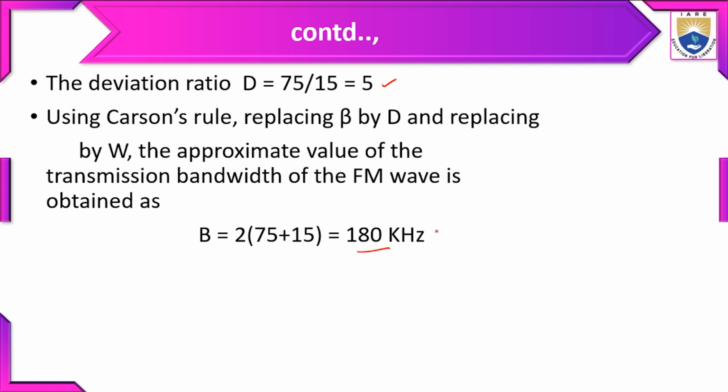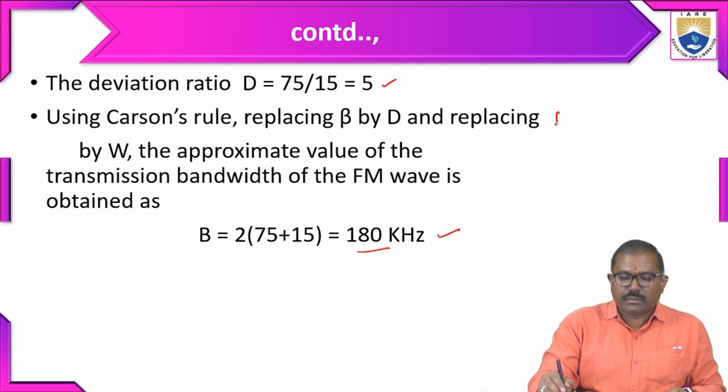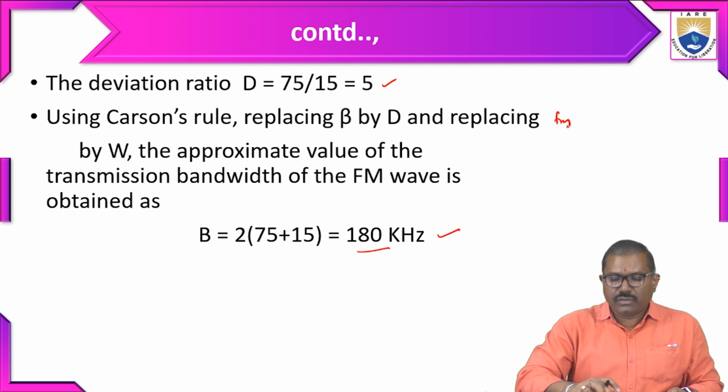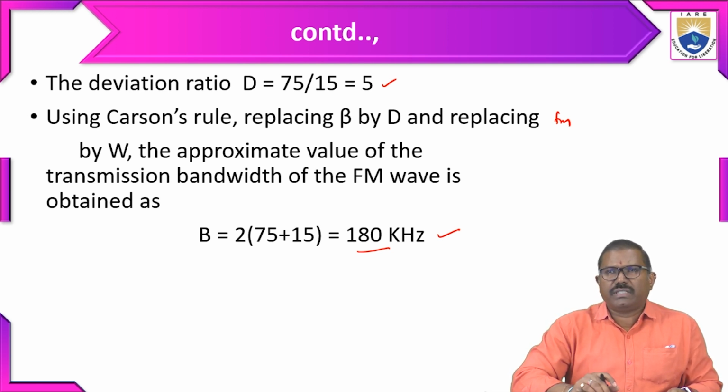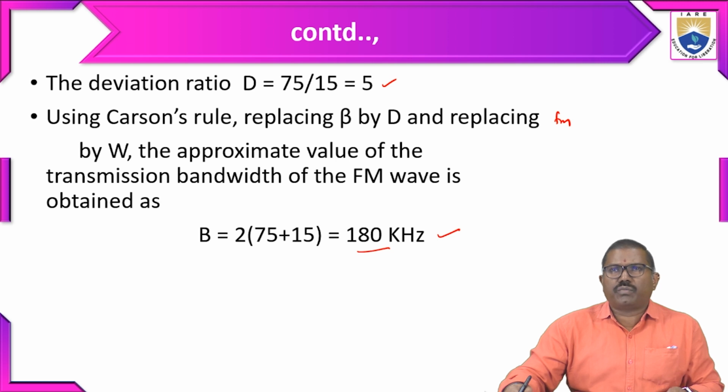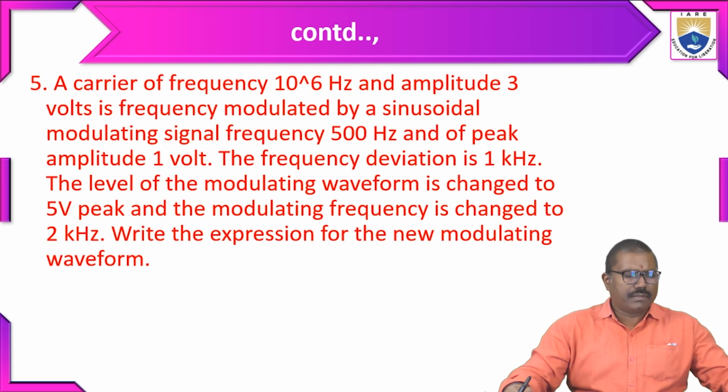This one. So FM is replaced by W. Then you substitute this value. Okay. So 2 into 75 plus 15. So we got 180 kilohertz. This is the bandwidth. Here we are using Carson's rule. So very simple problem.